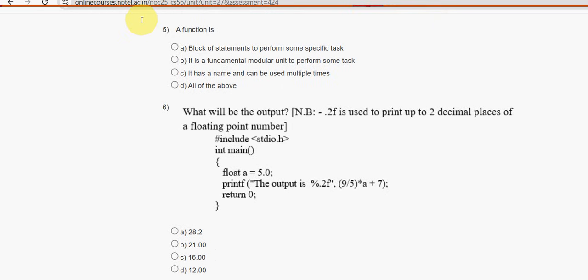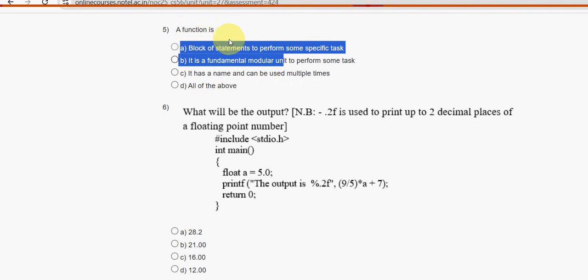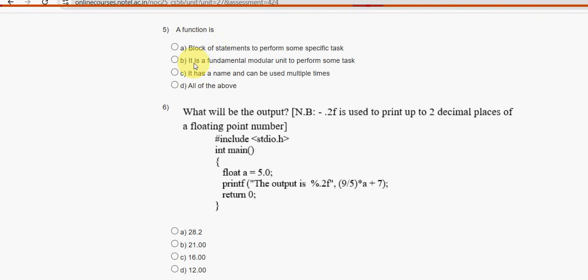Next, fifth one. What is a function? So option A, block of statements to perform some specific task. B, it is a perfect modular unit to perform some task. Option C, it has a name and can be used multiple times. So all the three options are correct. So finally, option D, all of the above is the correct option.